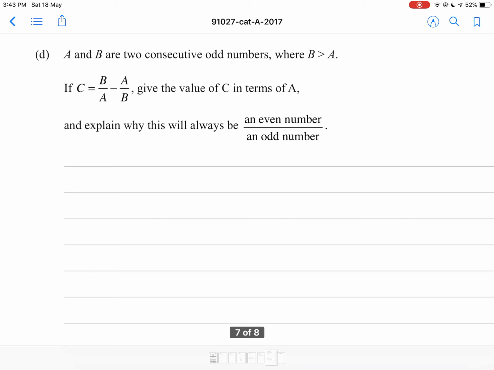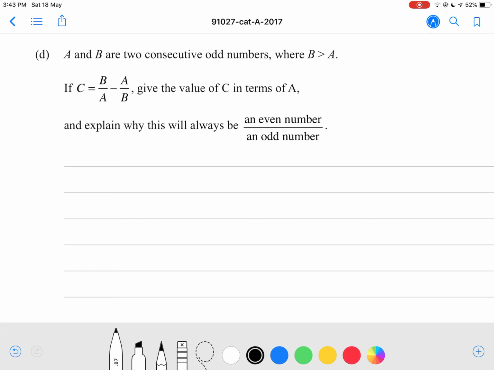Okay, so B is greater than A, right? So B has to be equal to A plus 2. The reason that B equals A plus 2 is because the difference between two consecutive odd numbers is 2. For example, 13 and 15 are two consecutive odd numbers, and 15 minus 13 is 2. So therefore, B equals A plus 2.